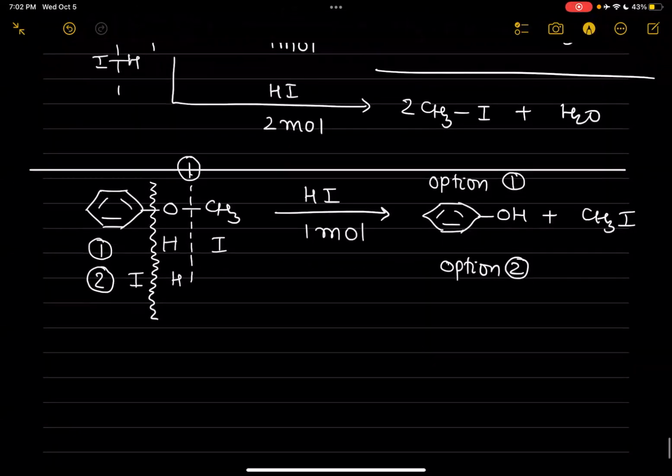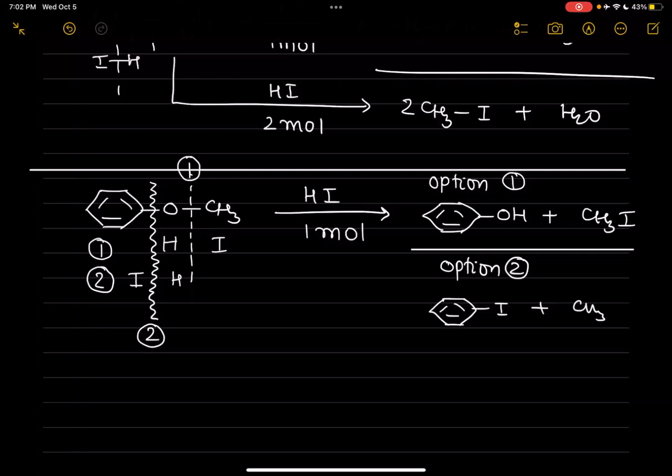Option 2 is this one. So I will put hydrogen and oxygen, but I will put iodine on the benzene ring. So OH is going to go with CH3 in option 2. Right? Sir, it cannot be option 2 because the benzene ring, I guess, has got carbon bonds and iodine cannot be attached to the benzene ring.